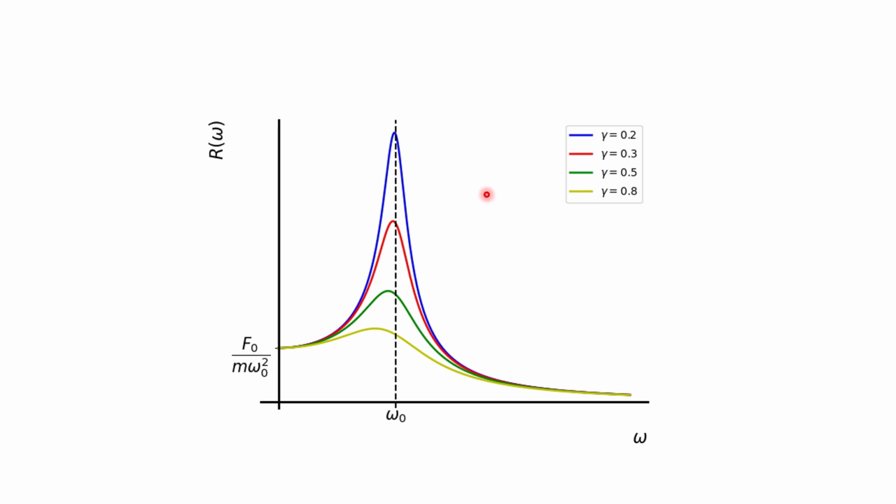We can see this in this graph. The maximum of the amplitude is not exactly at the natural frequency, but is slightly less for small damping, the blue line. But as the damping increases, the maximum shifts to smaller values of omega.